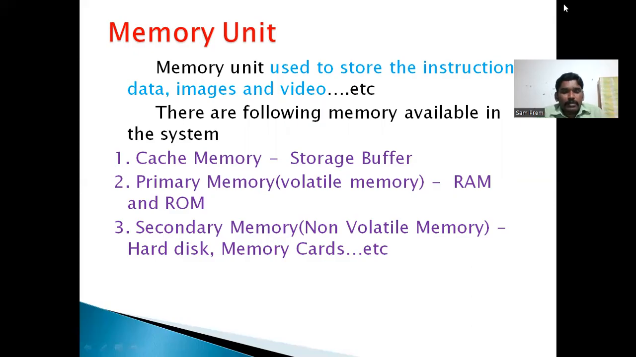So next one, secondary memory. Secondary memory is a non-volatile memory. That means data will be stored always, permanently, in the secondary memory. For example, we can say hard disk or memory cards, pen drive also. So these are all secondary memory. Okay, so that was the memory unit.